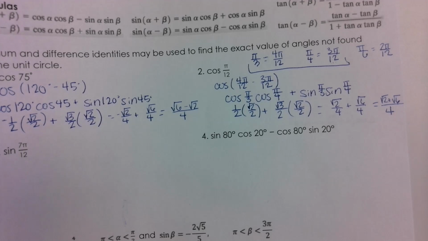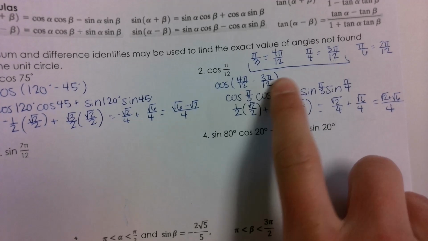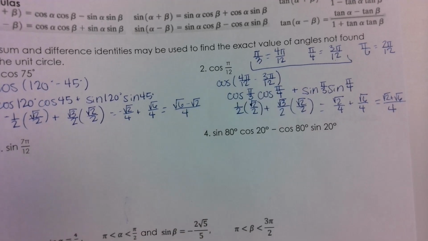I'm sorry, what did you say? So yeah, we did 4 minus 3, because 4 minus 3 is 1. Does that make sense? I'm a little confused by your question. Does it make it negative? Minus 3 pi over 12?